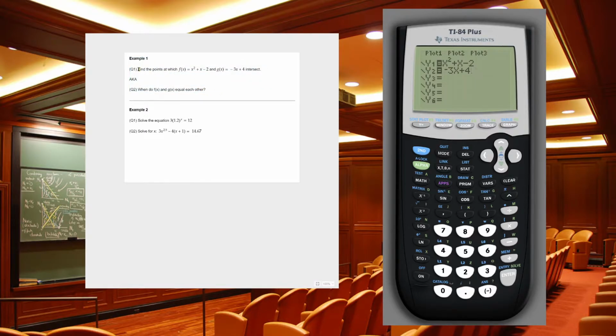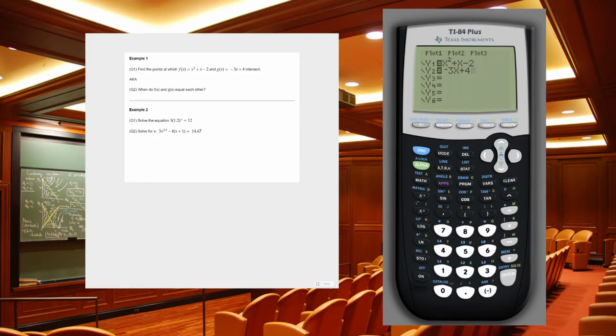The first says find the points at which f of x, which is x squared plus x minus 2, and g of x, which equals negative 3x plus 4, intersect. So this word intersect means we're talking about graphing. And then the same question asked differently says when do f of x and g of x equal each other? So when they equal each other means they have the same y values or dependent values for the given independent or input values.